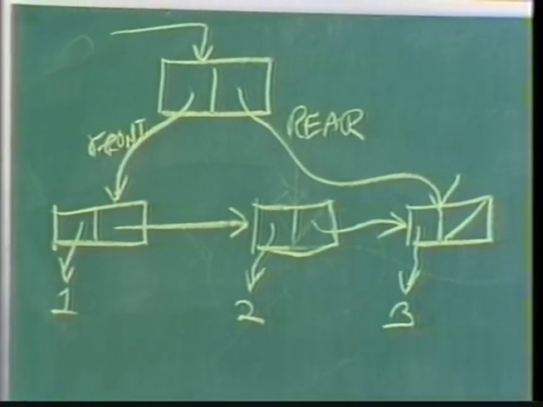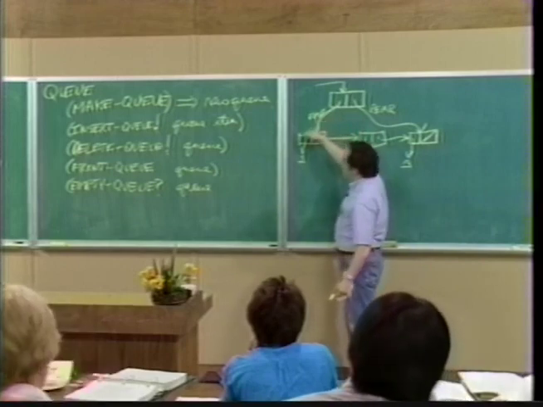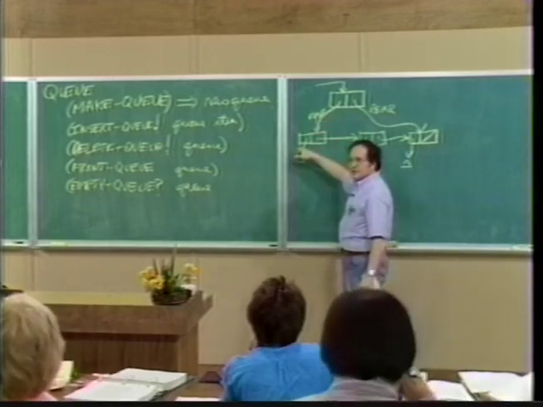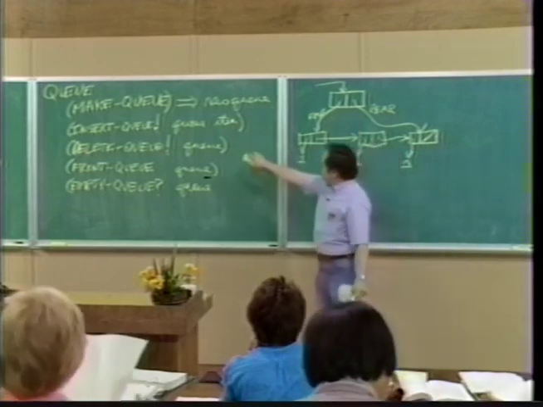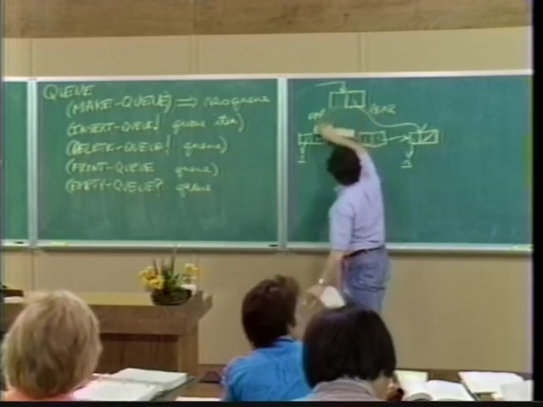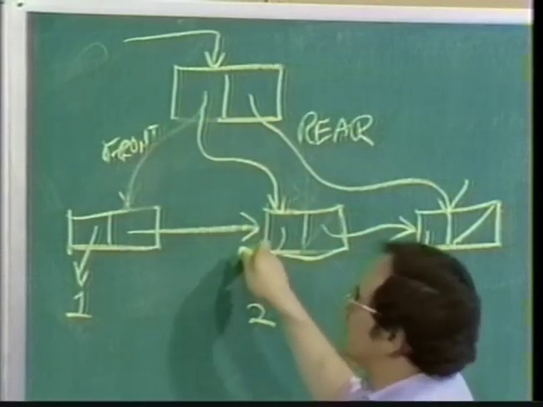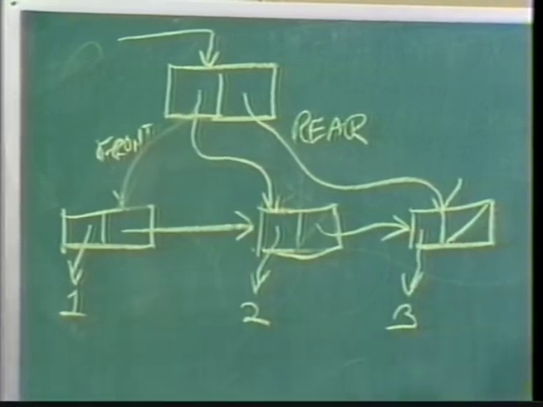If I wish to take the first element of the queue, the first item, I just go chasing down the front pointer till I find the first one and pick it up. If I wish to delete the first item from the queue, delete queue, all I do is move the front pointer along this way. The new front of the queue is now this. So queues are very simple too.